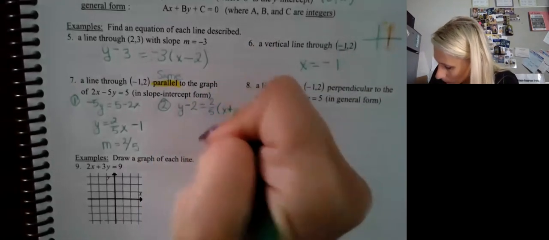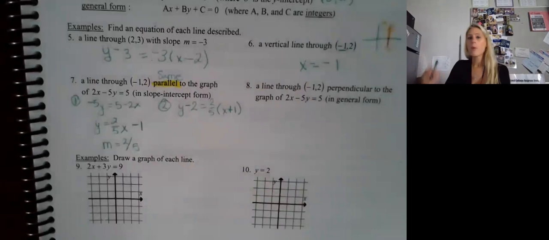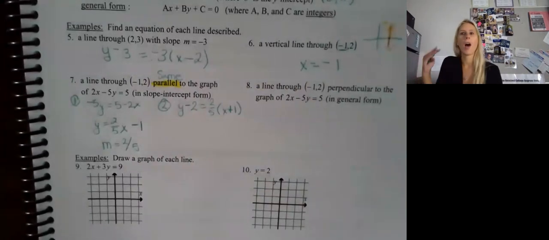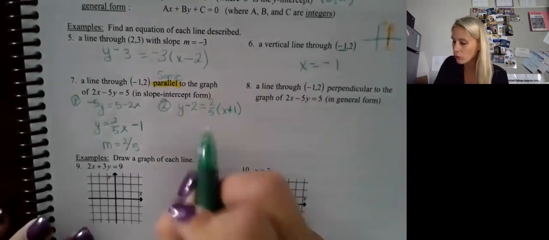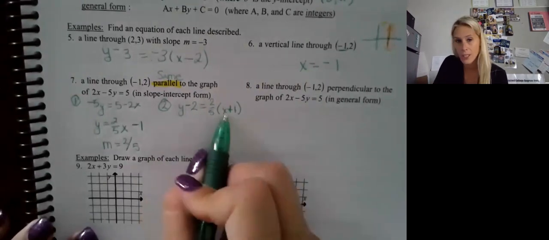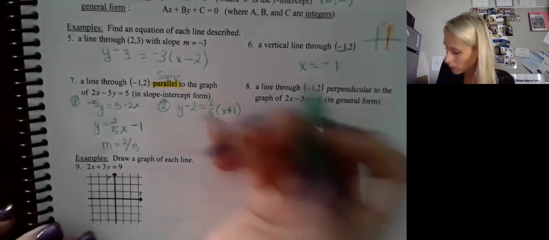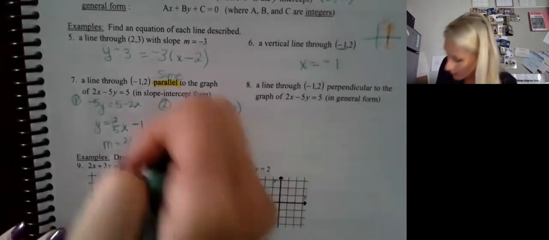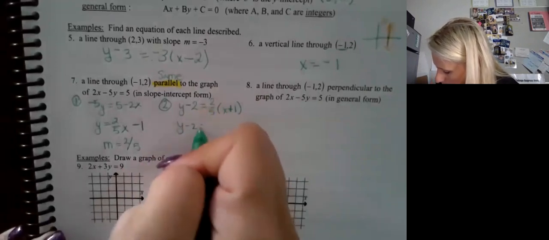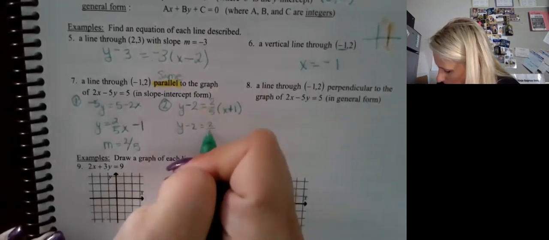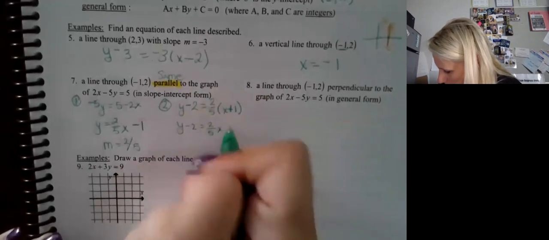It's a +1. All right, one more thing, because we're tempted right now to stop. We've got our parallel line, but this is in point slope form. We need to change it into slope-intercept. So what we're going to have to do is distribute this out and then move that 2 over. So let's distribute the 2/5 out first. So y minus 2 equals 2/5 x plus 1.